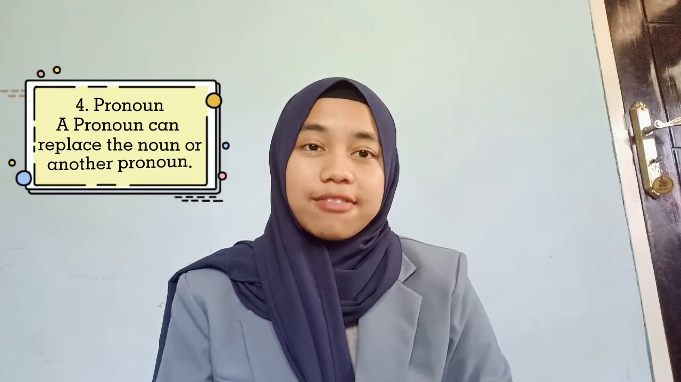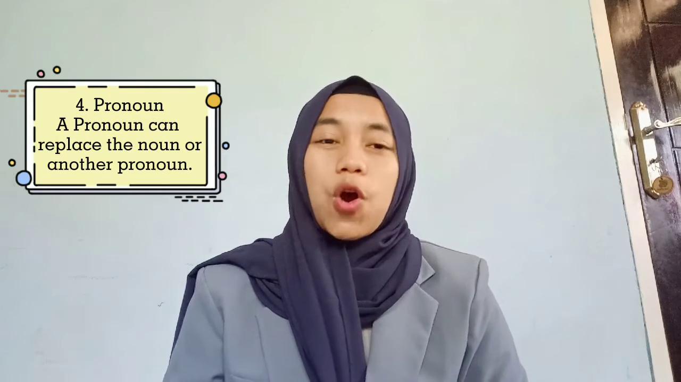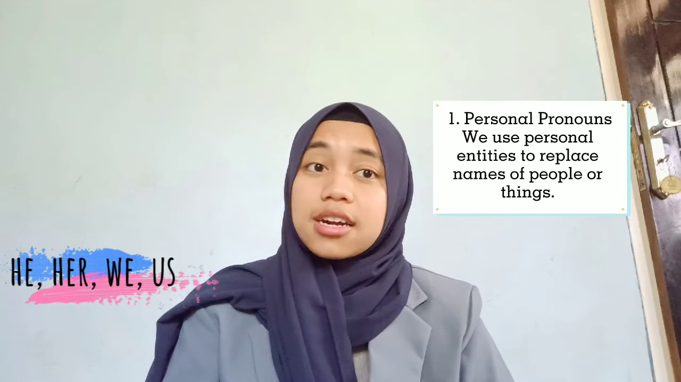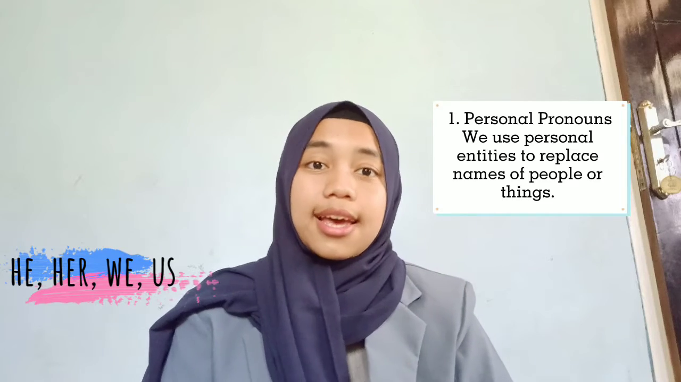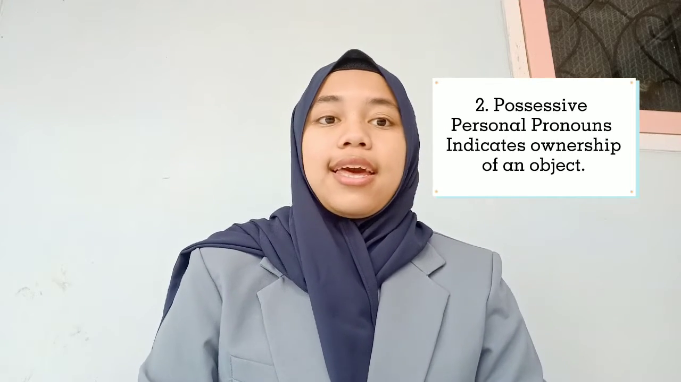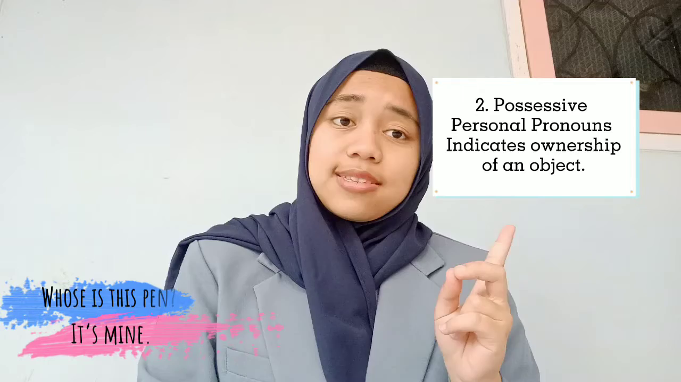The fourth is a pronoun. A pronoun can replace a noun or another pronoun. Next, there are pronoun types. First, personal pronouns. We use personal pronouns to replace names of people or things. Example: he, her, we, us, etc. Second, possessive pronouns indicate ownership of an object. Example: whose is this pen?